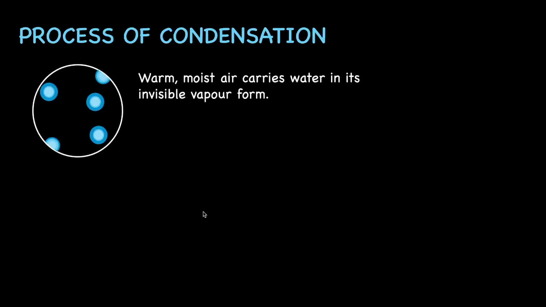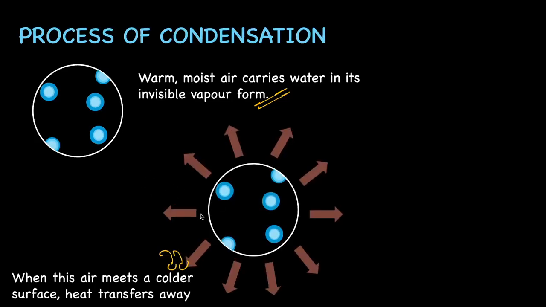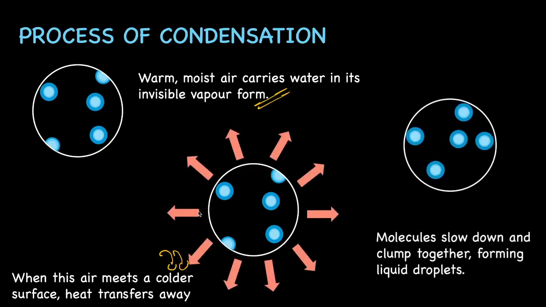Warm, moist air carries water in its invisible vapor form. And when it comes in contact with a colder surface, the heat starts to transfer away from the vapor molecules, as a result of which the molecules slow down and clump up together, forming liquid droplets. And condensation is a phenomenon that we see across various scenarios in our real life.